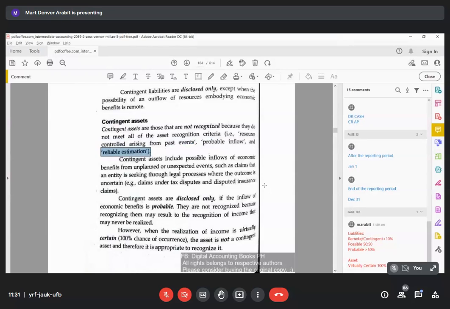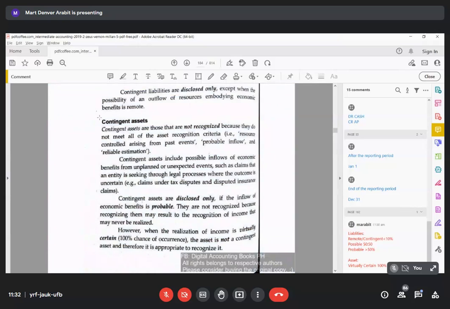Contingent assets include possible inflows of economic benefits from unplanned or unexpected events such as claims that an entity is seeking through legal processes where the outcome is uncertain. Example is claim under tax disputes and disputed insurance claims. So ito naman usually yung mga tax credits from BIR. So once already approved by the BIR for refund, then it is considered to be a contingent asset. Okay? But if you are under the process, then you can never recognize a contingent asset.